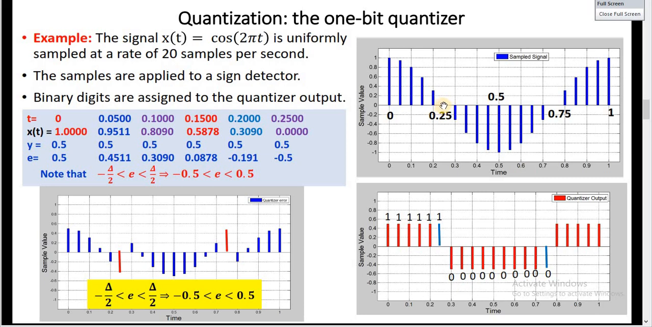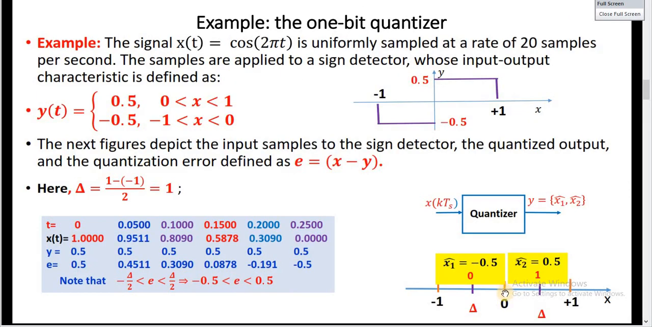In this example, we have the sample values equal to zero. So this sample value is zero, this sample value is zero. What shall we do with these samples? Actually, if the sample value is zero, whether we assign it to 0.5 or assign it to minus 0.5, the error is the same. We can assign it to either plus 0.5 or minus 0.5, and the error in both cases is the same and equal to 0.5. So in terms of error, it doesn't matter whether we assign it to 0.5 or minus 0.5.